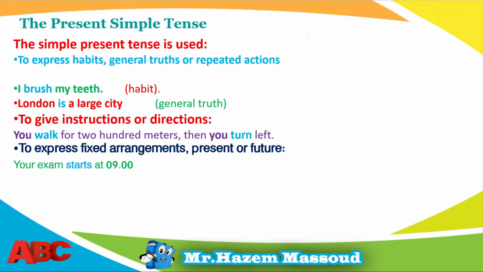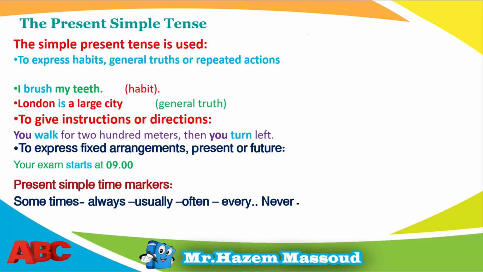Also, I use the present simple to express fixed arrangements, present or future. For example, your exam starts at 9 o'clock. And here we'll talk about the present simple time markers like sometimes, always, usually, often, every, and never.